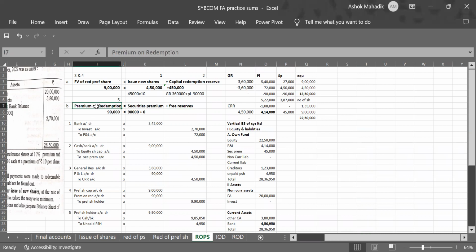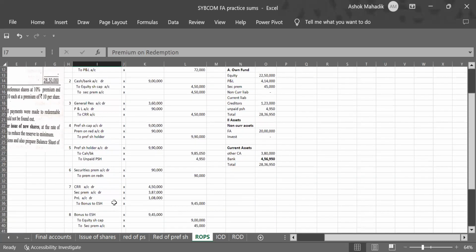But in debentures you won't be provided any balance sheet, so you won't come to know how many reserves there are, which reserves are there. So always use PNL to write off this premium on redemption. You remember these entries. See here, we used security premium to write off premium on redemption. Same entry, but we don't know how much security premium we have, so we can use PNL instead.